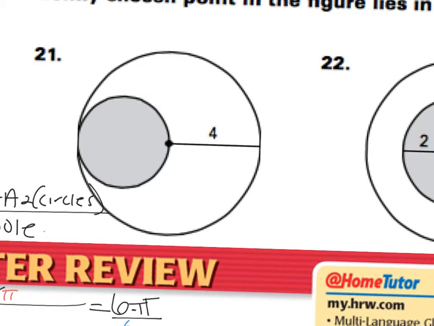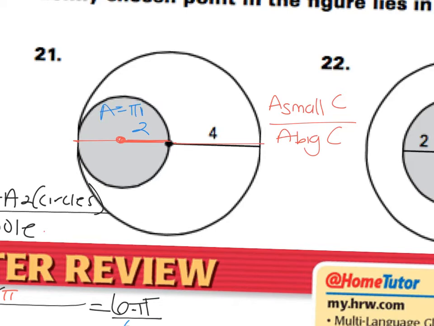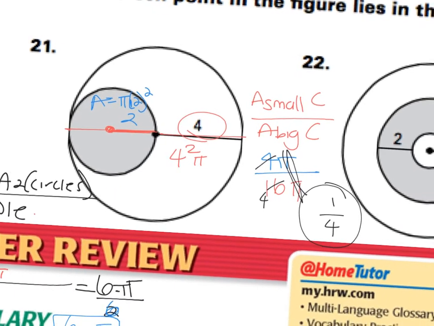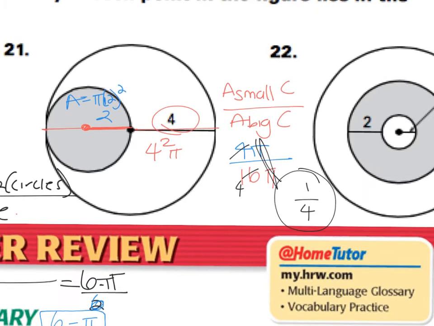21, this time the area of the shaded region was just a small circle over the area of the big circle. So if this is 4, then this is 4, making the radius of that small circle what? 2. So the area of this small circle is pi 2 squared, which is 4 pi, over the area of the big circle, which if the radius is 4, it was 4 squared times pi, or 16 pi. Both the pi in the top and the bottom cancel out, and 4 goes into 16 4 times, so this is 1/4. Questions on that one?